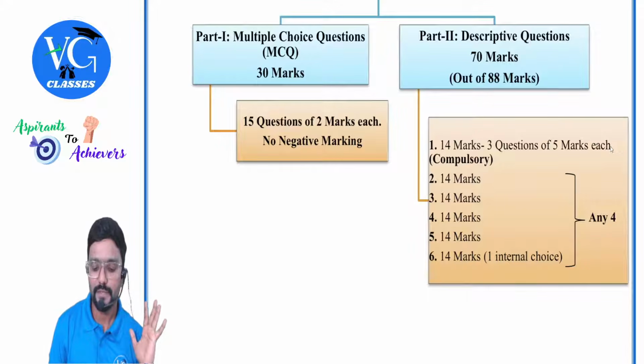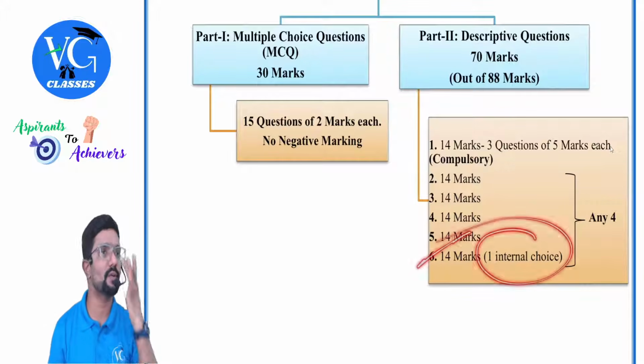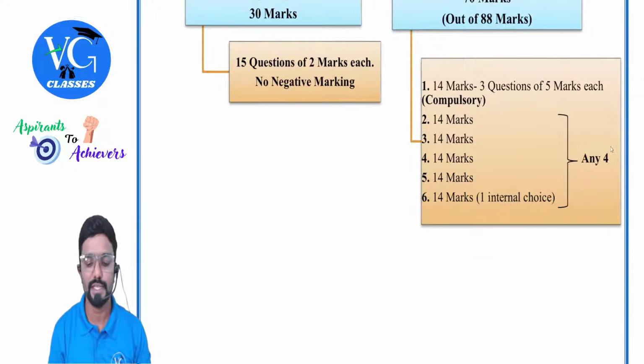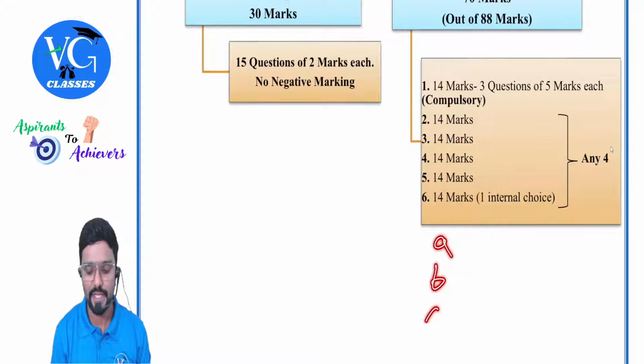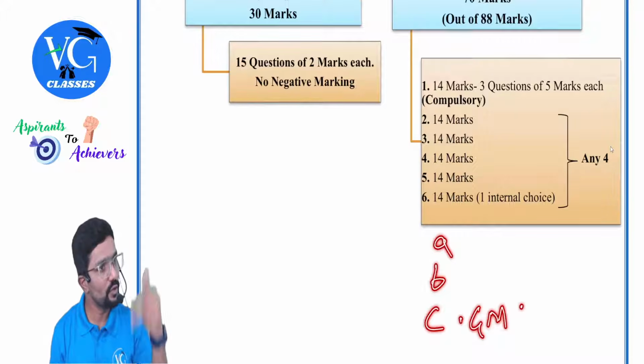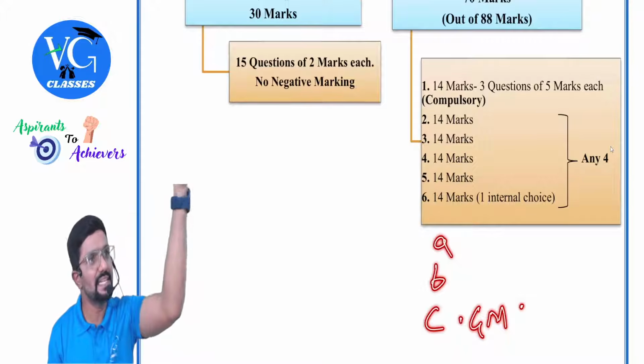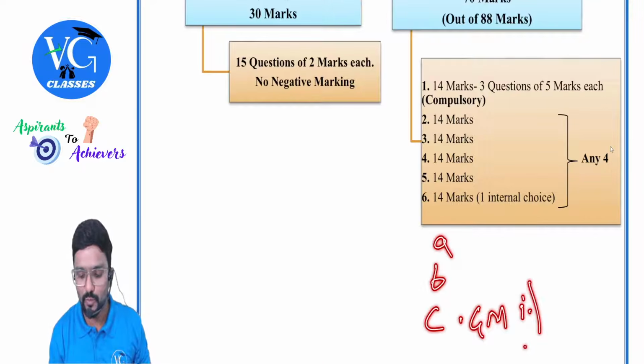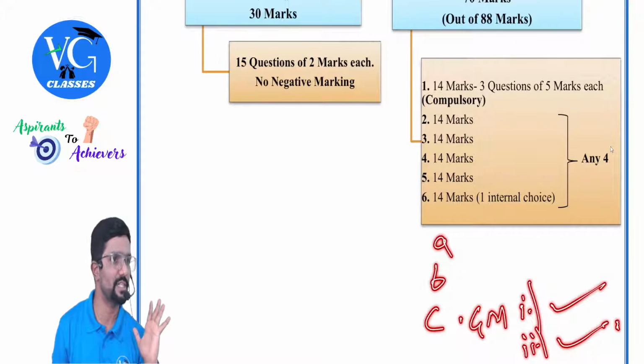Then when it comes to the last question, one internal choice also would be there, guys. Internal choice in the sense, assume there are A, B, C questions. C question is for 4 marks. They will ask two questions there. You need to answer either one of the two questions under C. You need to answer any one. This is called internal choice.